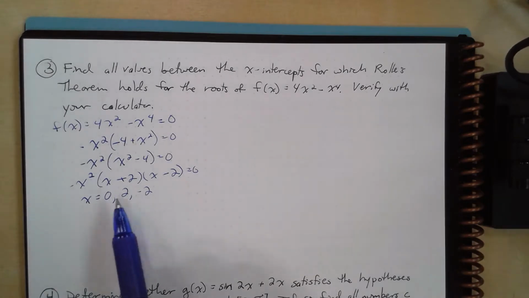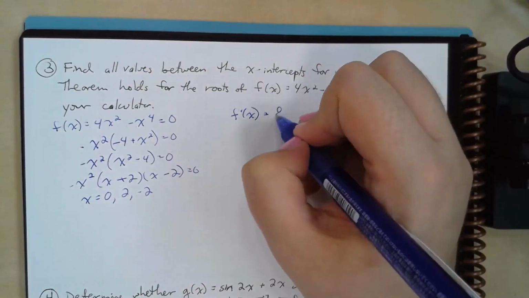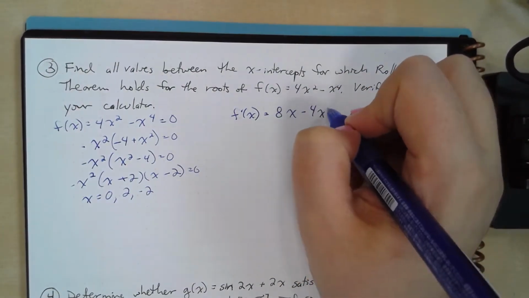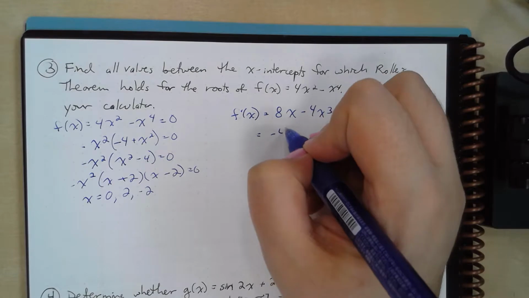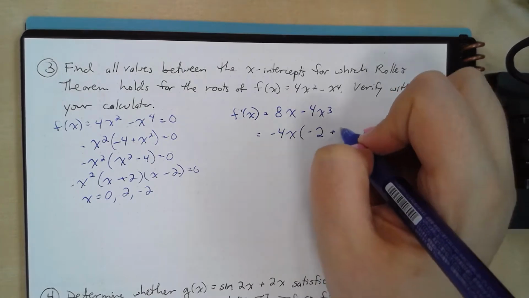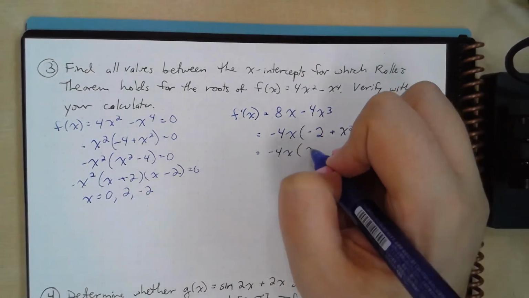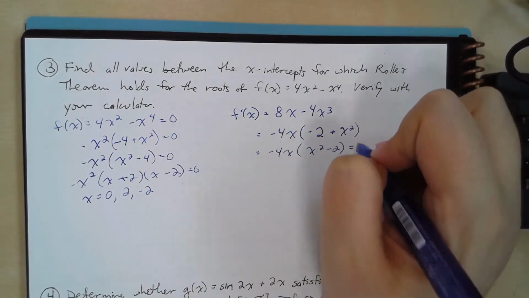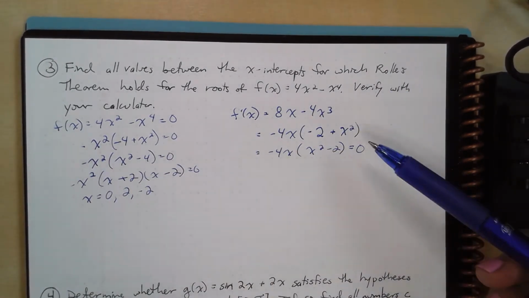We know that when x is equal to 0, 2, and negative 2, f of x is equal to 0. We just solved that. So we need to find our derivative. f prime of x is equal to 8x minus 4x cubed. Oh, it's so deliciously disgusting. Okay, so we're going to take out a negative 4x. So we're left with negative 2 plus x squared, right? I'm going to rewrite that. So I get negative 4x times x squared minus 2. And I need to set this equal to 0, right? Because we're trying to find what values are going to have a slope of 0 between our roots here for Rolle's theorem.